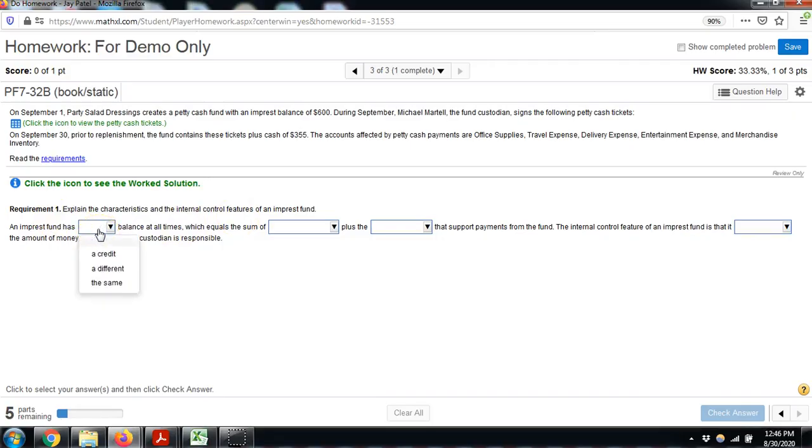So the imprest fund has the same balance at all times, which equals the sum of the cash in the fund and the total of the tickets. So you're always going to have the same balance, and it's going to be the sum of the actual cash plus the tickets that describe where cash was spent that used to be in the fund but has been expended on certain things.